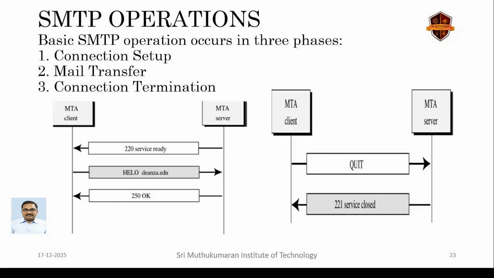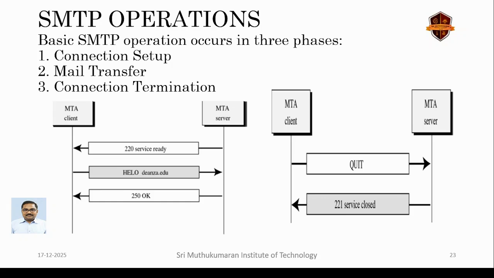So first, the server will send the message 220, that is, service is ready, I am ready to service you, for which the client will send a hello message saying that I am also ready. Then for that, the server will send the reply as okay. Now by sending these messages, we can say that the connection has been established between the client and the server.